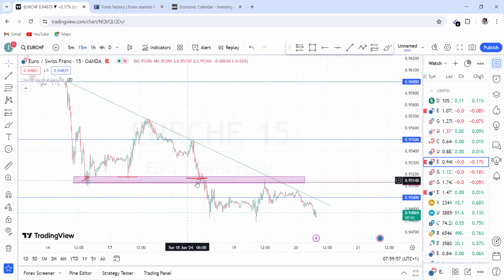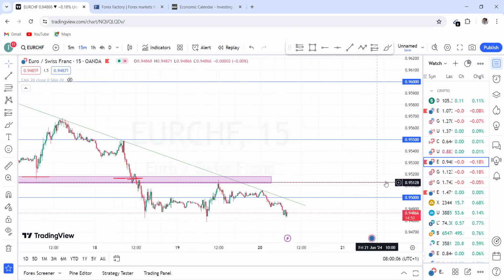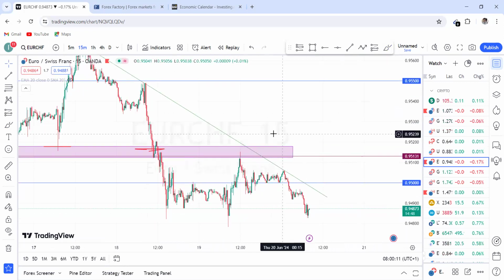Now, I marked out this zone and I was expecting a reaction, maybe a reaction happening around here, which would make me take this trade. But I didn't take the trade yesterday. You heard me right. Now, why did I not take it?